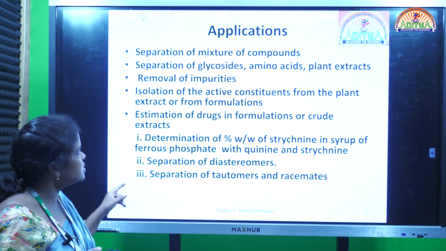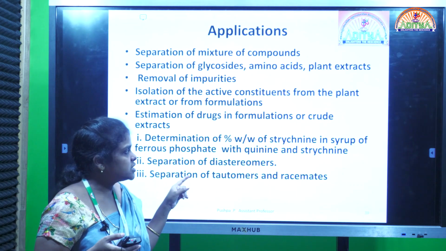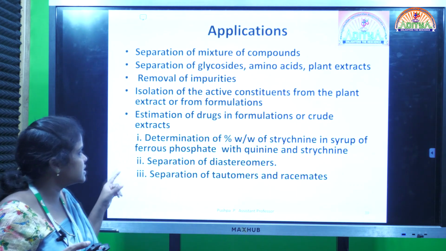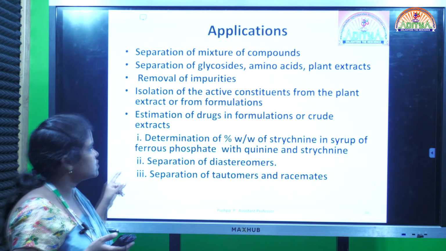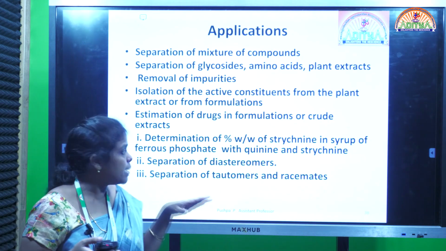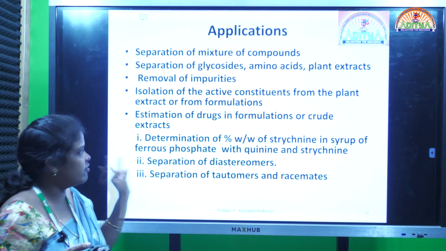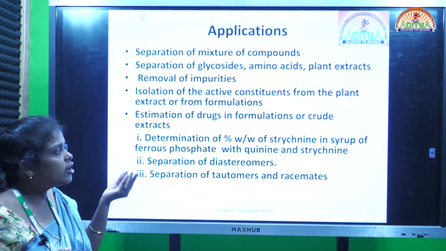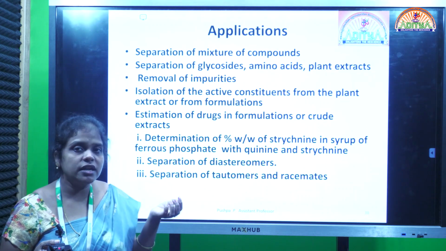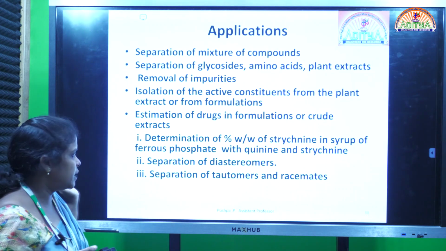Best example is a determination of how much percentage weight by weight of strychnine is present in the syrup of ferrous phosphate with quinine and strychnine. That means among this syrup which is containing strychnine, quinine and ferrous sulfate, the pure amount of strychnine, how much it is present, we can determine by using the column partition chromatography.